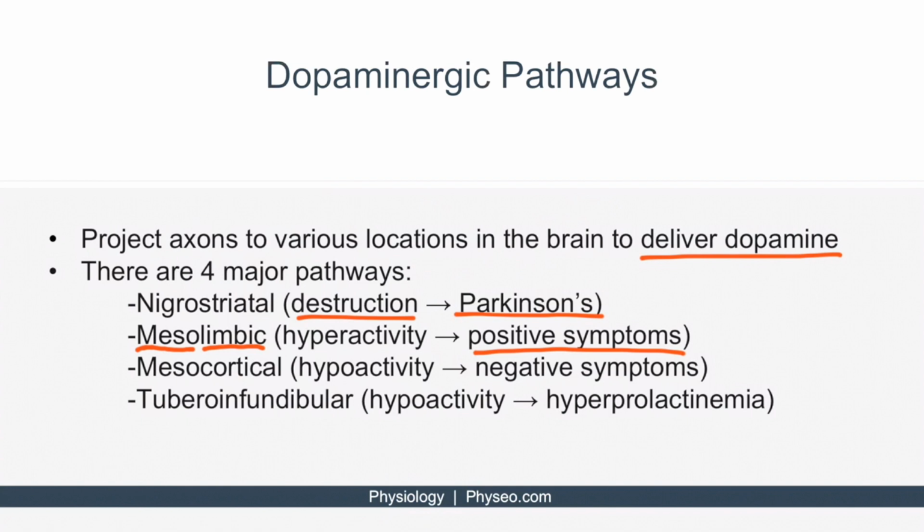And the mesocortical goes from the ventral tegmental area to the prefrontal cortex. When this is hypoactive, you get the negative symptoms associated with schizophrenia. And finally, as we just reviewed in the previous slide, the Tuberoinfundibular pathway is responsible for inhibiting the release of prolactin. So when it's hypoactive, you will get hyperprolactinemia. Now, if you can remember these 4 pathways, their locations, and what happens if they are dysfunctional, as written here, you will do quite well on any question you get regarding these pathways.